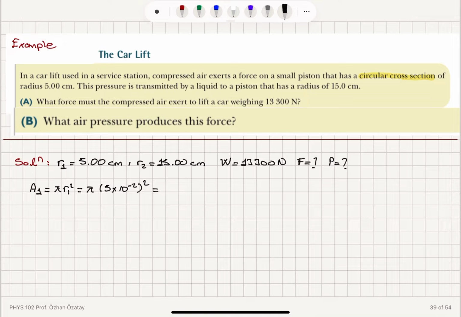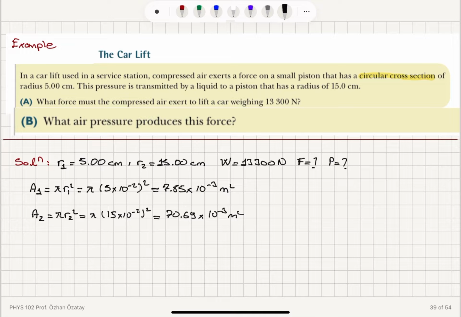which gives us roughly 7.85 times 10 to the minus 3 meters squared. For the right-hand side, we have a cross-sectional area pi r2 squared, which is equal to pi times 15 times 10 to the minus 2 squared. This gives us 70.69 times 10 to the minus 3 meters squared.